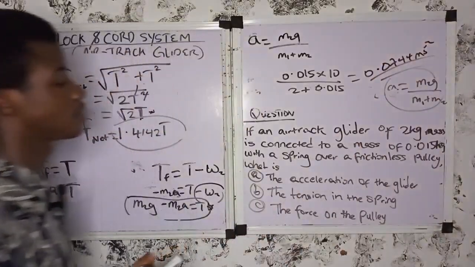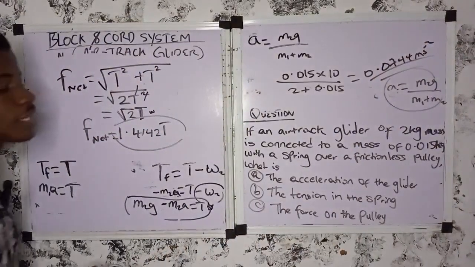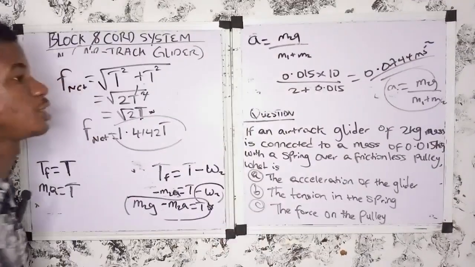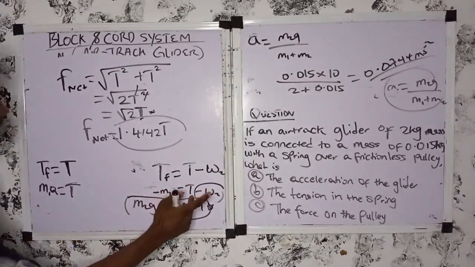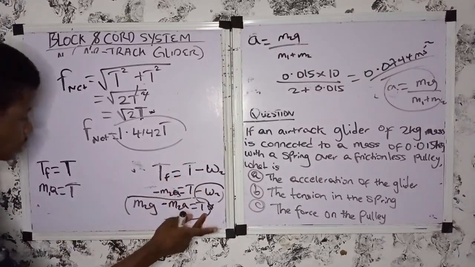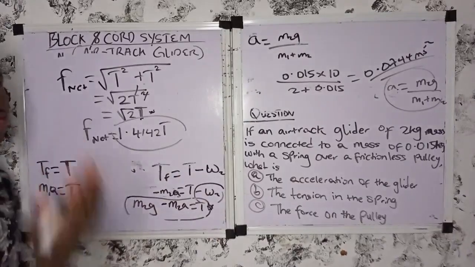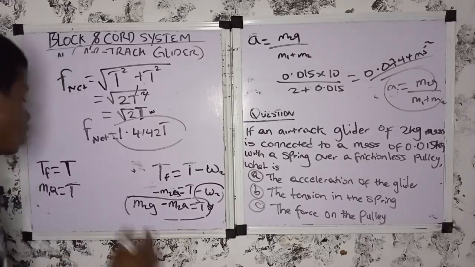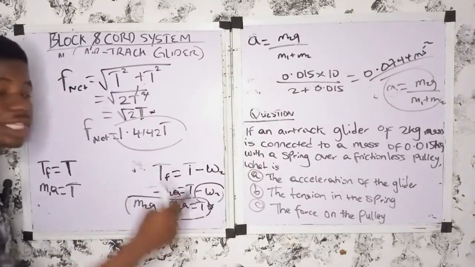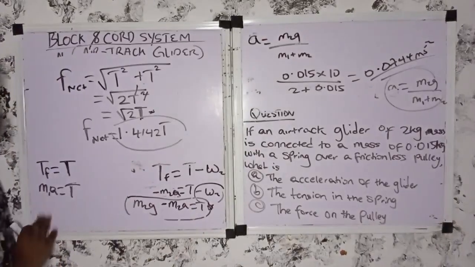This is our acceleration. Now the next question is asking us for the tension. So what is the tension? I told you that this tension is still the same as this tension. The tension acting on M1 is equal to the tension acting on M2. So we can use this one and get our answer, or if we use the other one, we also get our answer. Let's use this one.